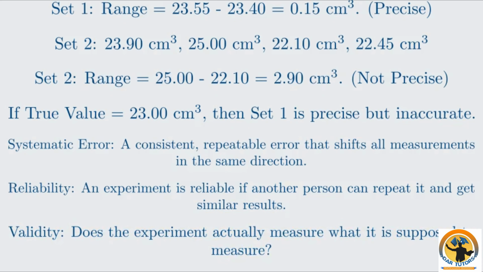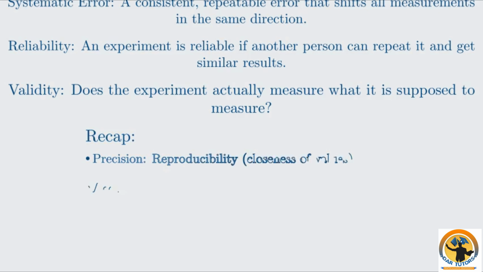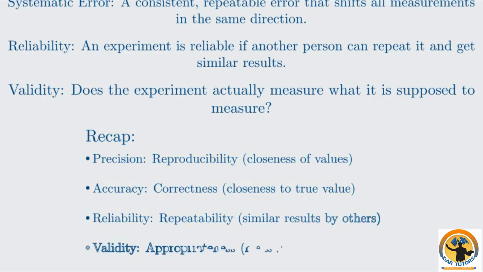To recap, we've defined precision as the closeness of repeated measurements, accuracy as the closeness to the true value, reliability as the ability to be repeated with similar results, and validity as the measure of whether the experiment is appropriate for its intended purpose. These terms are the bedrock of collecting and processing data in chemistry. Let's now move into our second topic.